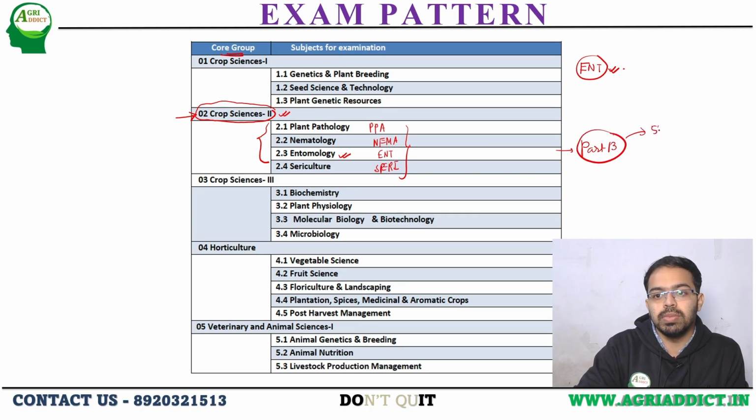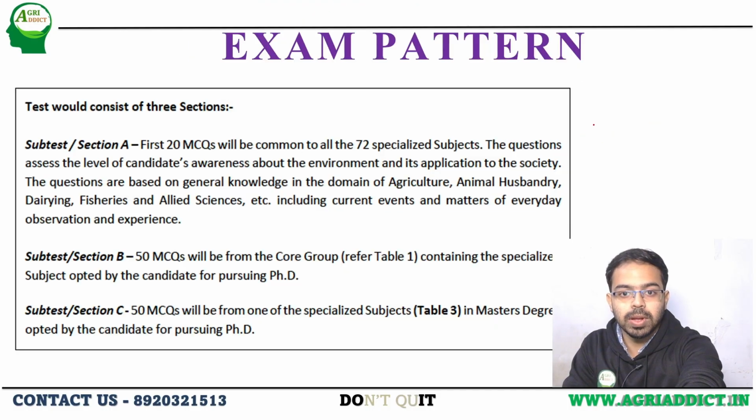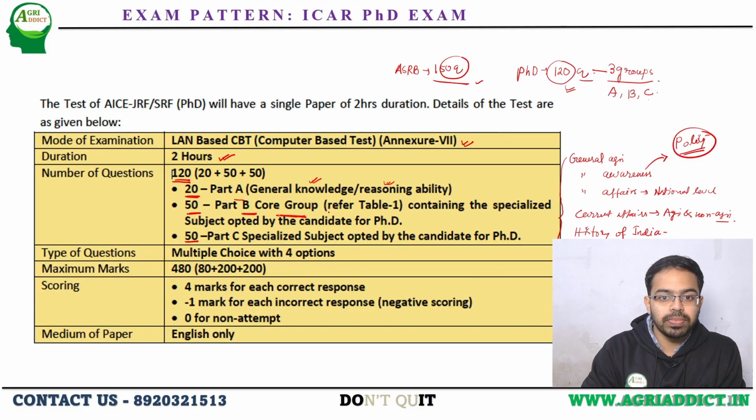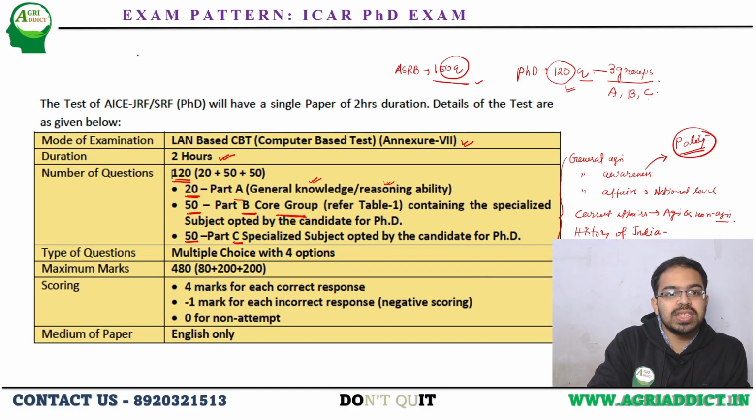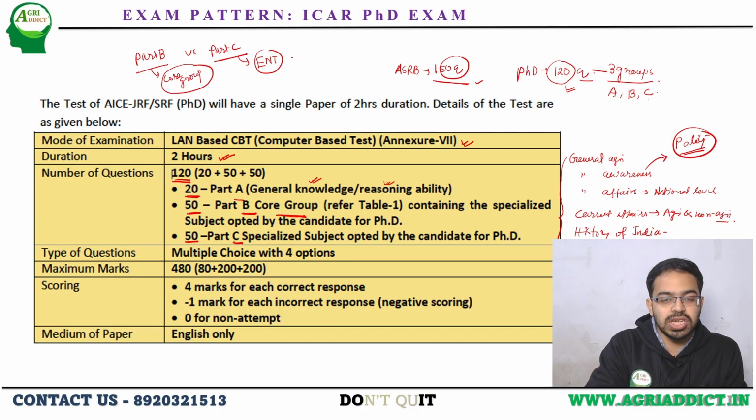And how many questions? This will be 50 questions, right? Next, about Part C. Part C means your specialized subject. Like we are talking about entomology, so all the questions will come from entomology itself. Now, students generally ask, what is the difference between Part B and Part C? As we have mentioned, Part C is typically based on your PhD subject, that is entomology, and Part B will be from your core group. It is not always true, but generally Part B questions are quite easy compared to Part C.